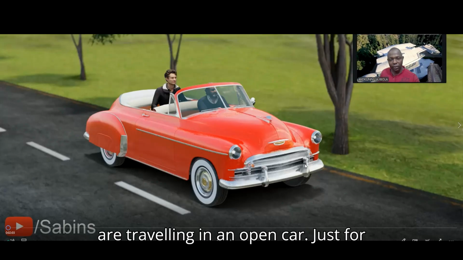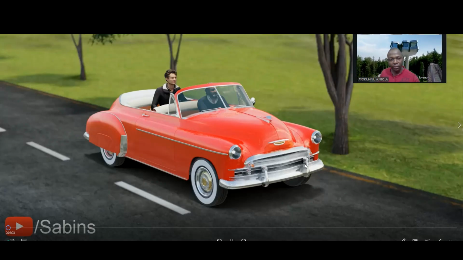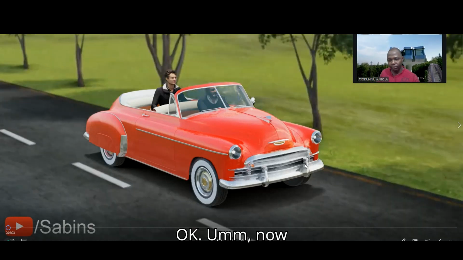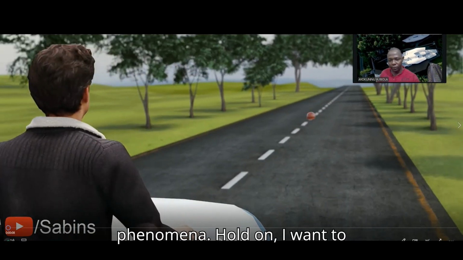Suppose you are traveling in an open car. Just for fun, you throw an apple out of it. Now you can observe an intriguing phenomenon.